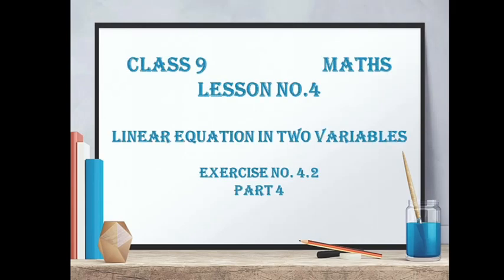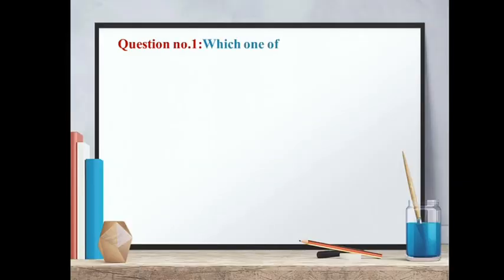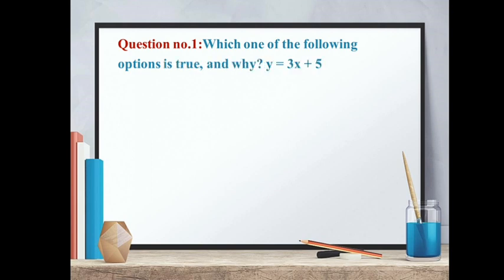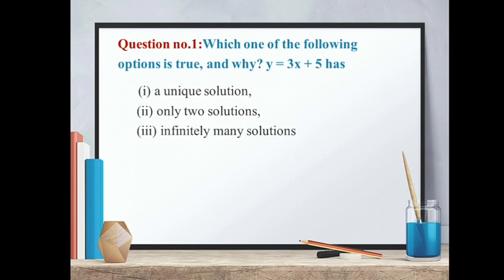Today I am taking the maths of class 9th, lesson number 4, linear equations in two variables, exercise number 4.2, part 4. Question number 1. Which of the following options is true and why? y equals 3x plus 5 has, first, a unique solution. Second, only two solutions, and third, infinitely many solutions.